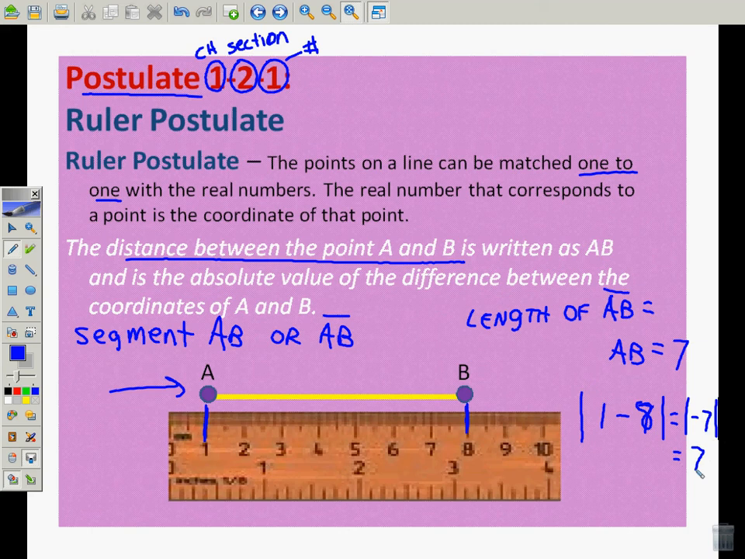But what if we flip that around? Because remember, AB and BA are the exact same segment. So that would be the absolute value of 8 minus 1, which would be the absolute value of 7, which is 7. Do you see how that works? So it doesn't matter which one I put first. We would like to subtract the easy way and say the bigger one minus the smaller one, but we don't have to because it comes out the same. See how that works? It's a beautiful thing, that math. Okay? So that's postulate 1-2-1, the ruler postulate.